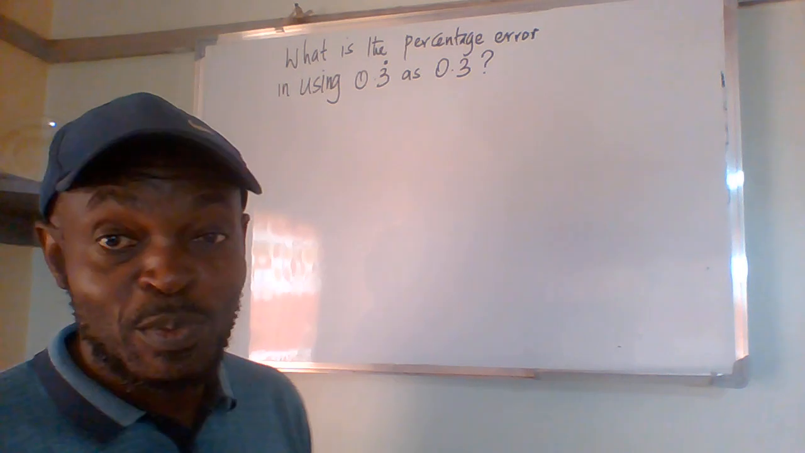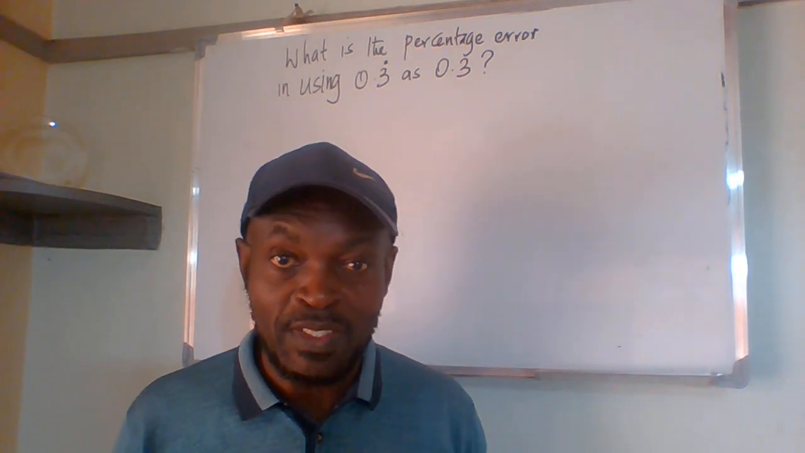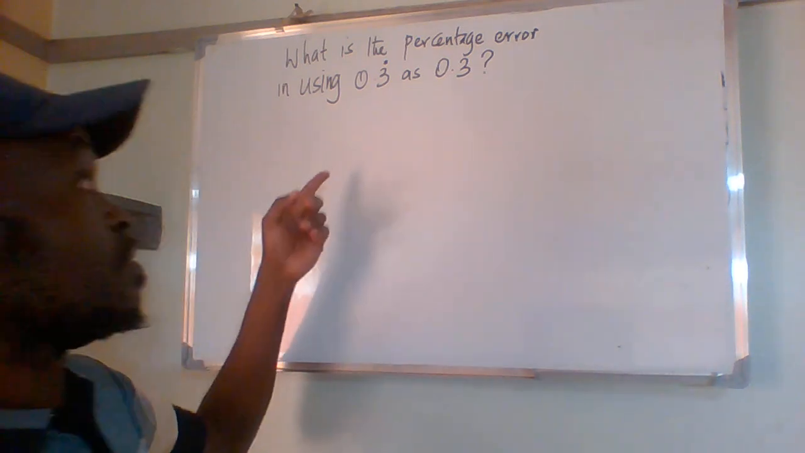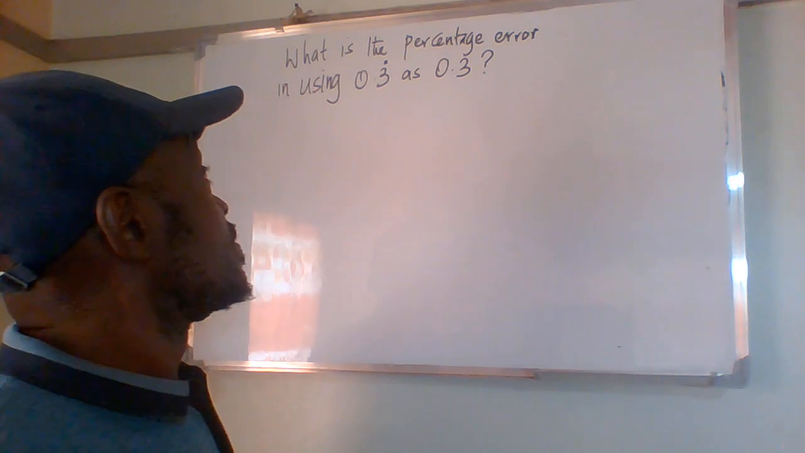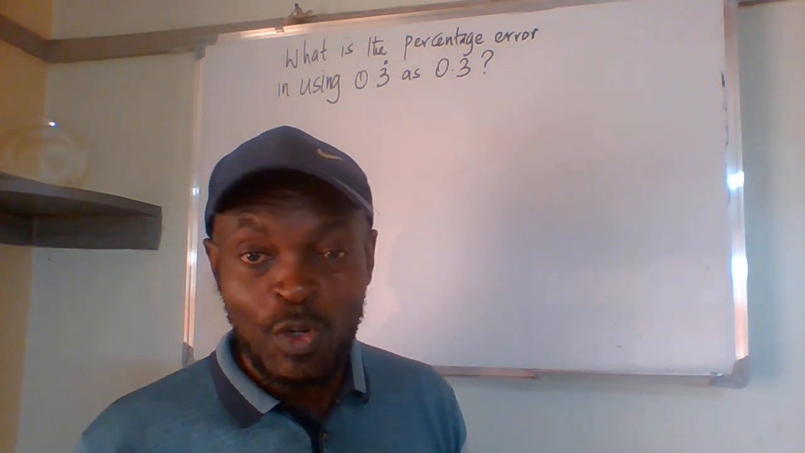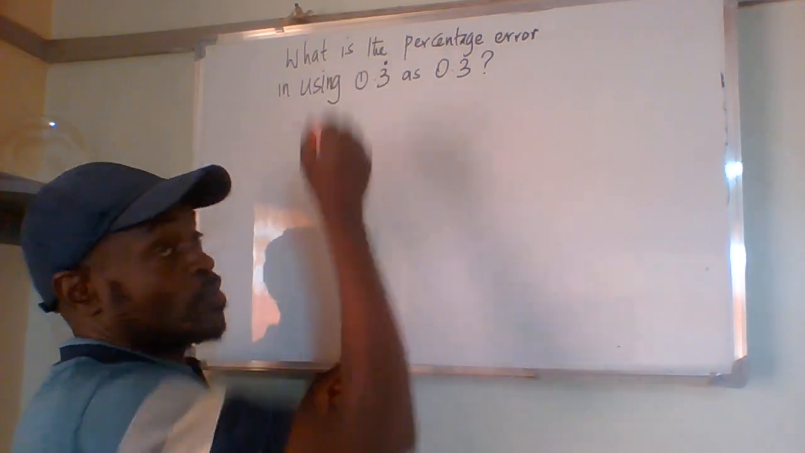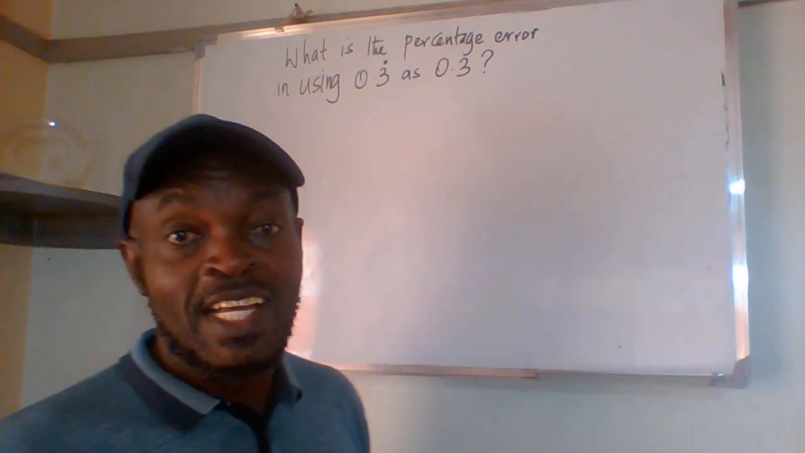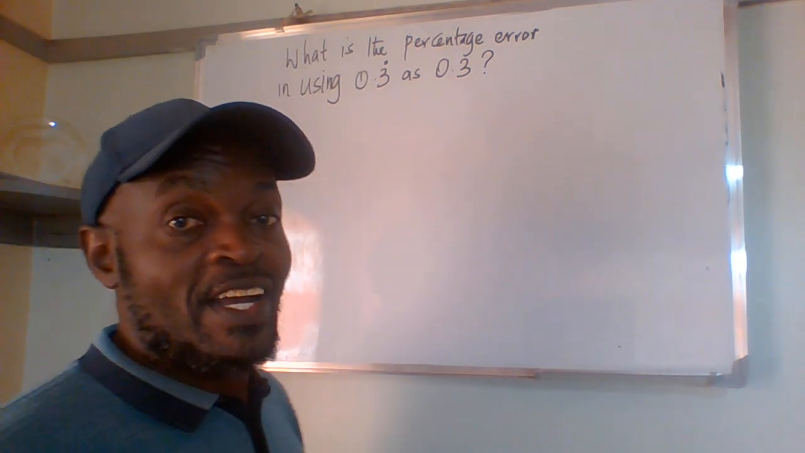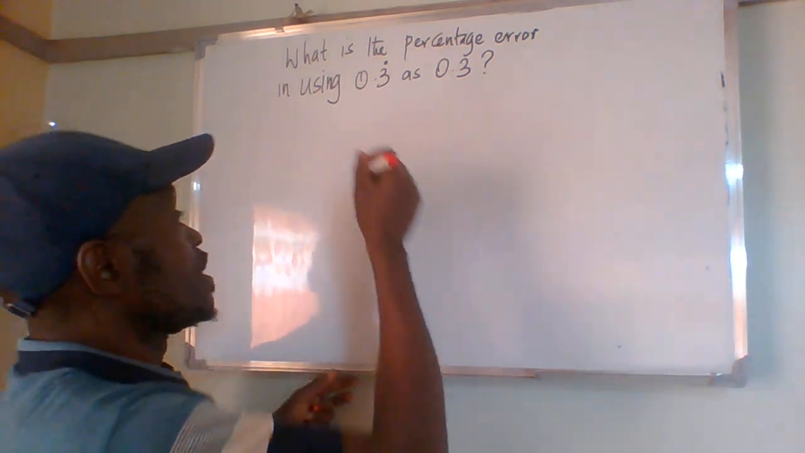In our next clip, we want to look at a question on errors and approximation. And here is the question. We could be asked, what is the percentage error in using 0.3 recurring? When there's a dot on top of a digit like what we have there, we say it's recurring, as 0.3.